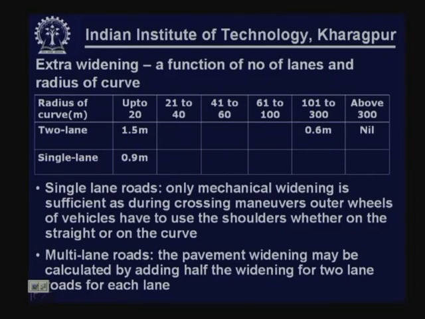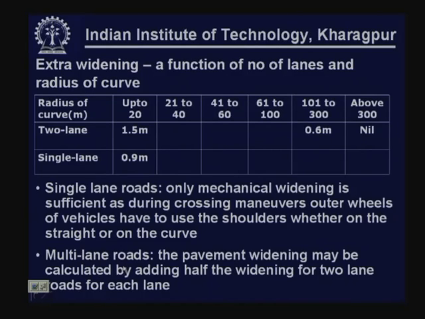Now, it is worthwhile to mention that for single lane road, only mechanical widening is sufficient, because during crossing maneuvers, outer wheels of vehicles anyhow have to use the shoulder, irrespective of whether the vehicle is on the straight or on the curve. So, whether on straight or tangent or whether on curve, anyhow the outer wheels of vehicle have to use the shoulders. Therefore, for single lane road, it is normally not required to consider the psychological widening component, and therefore, only mechanical widening component is adequate.